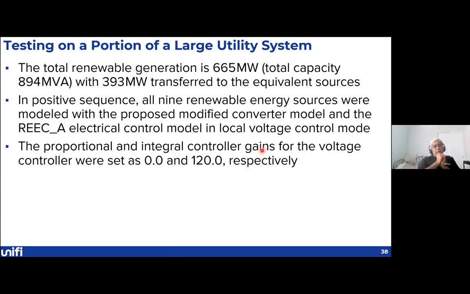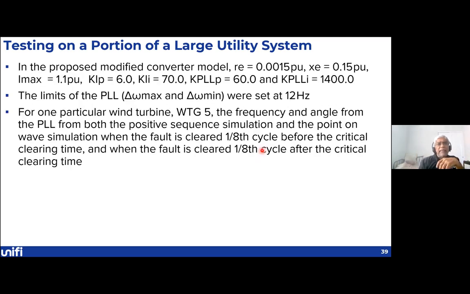The total capacity of this system is 894 MVA with a total renewable generation of about 665 megawatts. Here they model all 9 renewable resources with the RECA electrical control model, which I showed you earlier. And I've given you some typical data that they use.